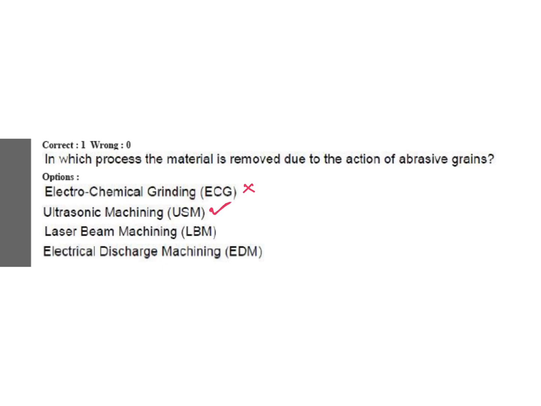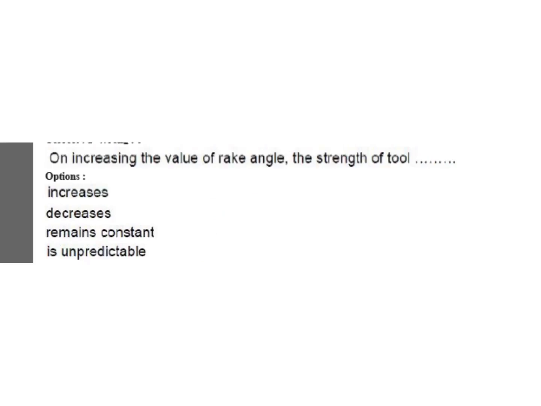On increasing the value of rake angle, strength of tool: first if we increase the rake angle, strength will increase, and beyond a certain limit the strength will decrease. So increases is partly correct, decreases is also partly correct. So it's unpredictable, this is the answer. First it will increase, then it will decrease.